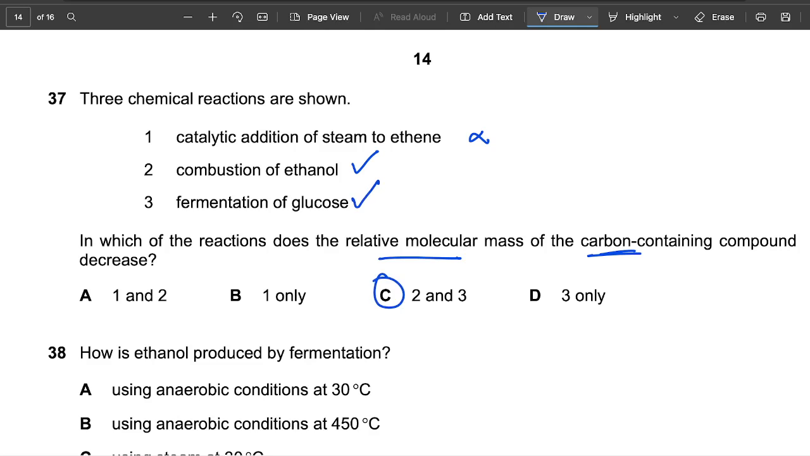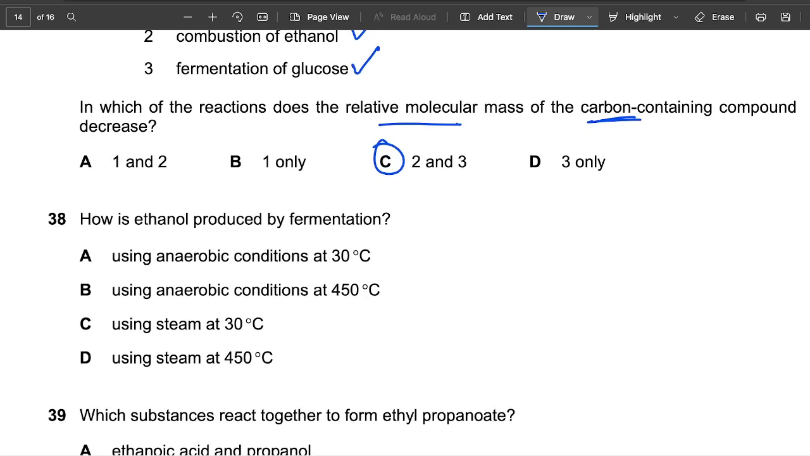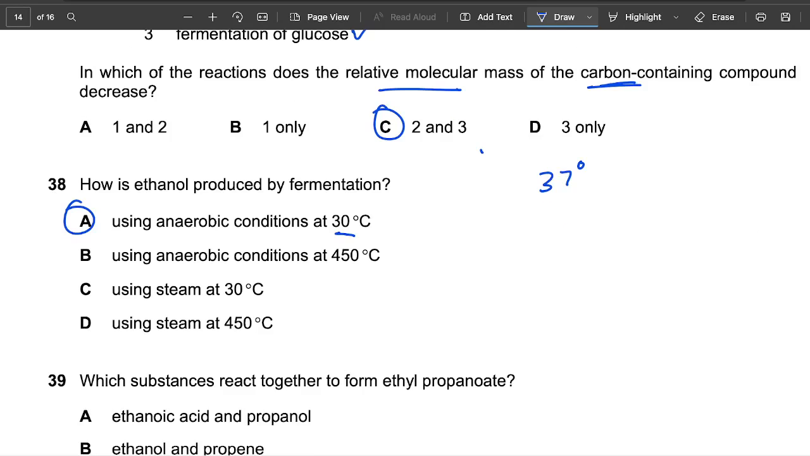So 2 and 3. How is ethanol produced by fermentation? Ethanol is produced through the help of anaerobic respiration, and the temperature should be, I think, 37 degrees, which is close to 30 degrees, so we say 30 degrees.